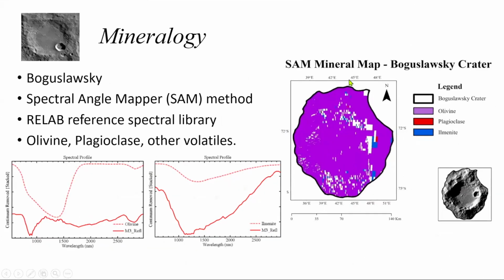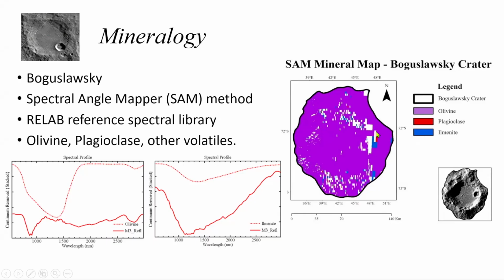Like I said, we have to mosaic 4 strips of M3 data to get this whole crater. And for this also, again, we have used the same spectral angle mapper, but this time we use the mineral library of RELAB as a reference. And again, the output we got was mostly olivine, as you can see from the image.